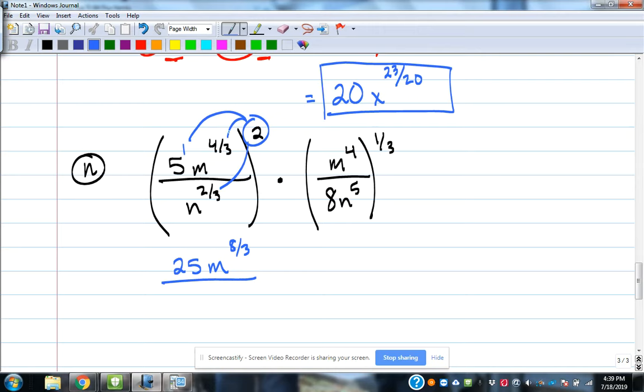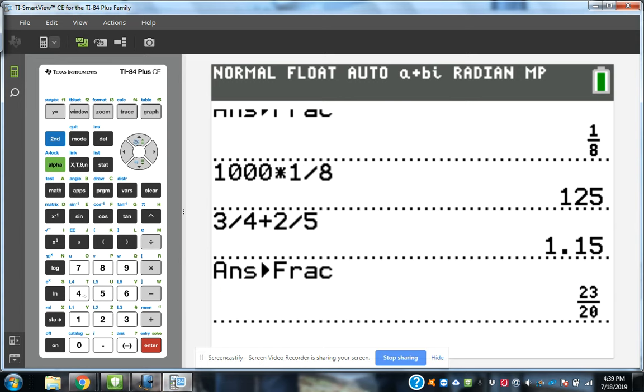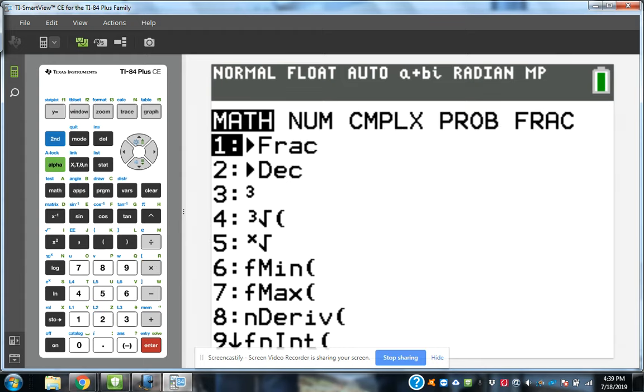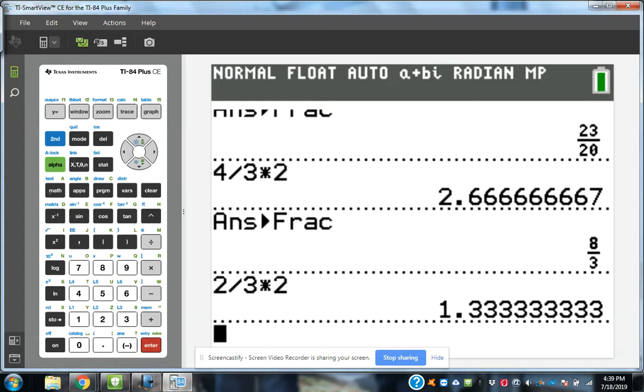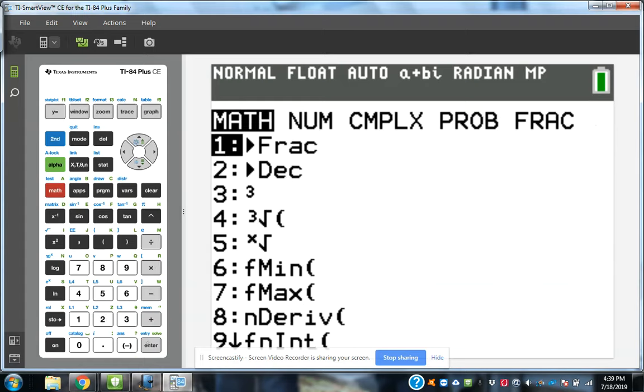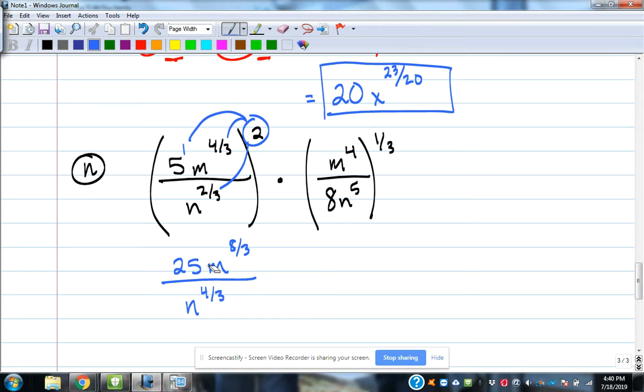And on the bottom, we got n to the 4/3. And so that's just taking 4/3 times 2 and hitting math, enter, get 8/3. And then we take 2/3 times 2, math, enter. And that's where I'm getting the 4/3. So I'm just multiplying those fractions times that 2. Okay, so we've done, well, everything we can do on the first piece.